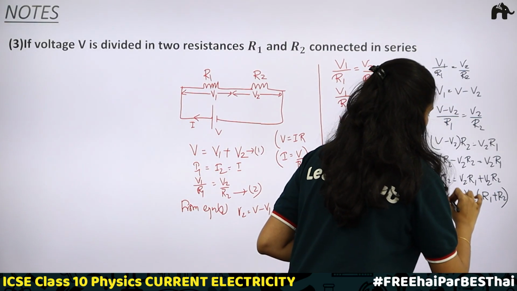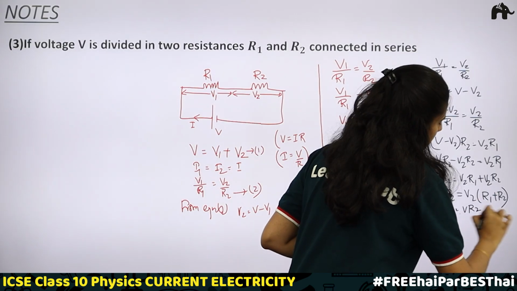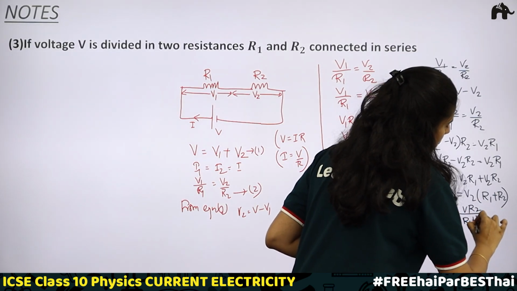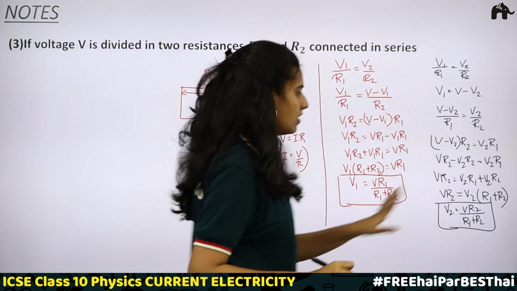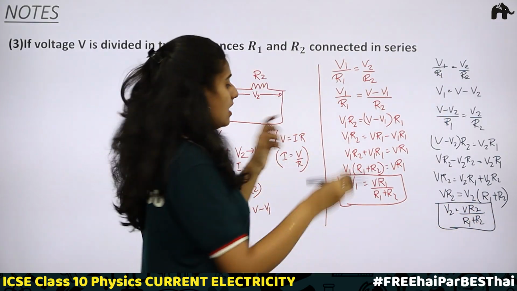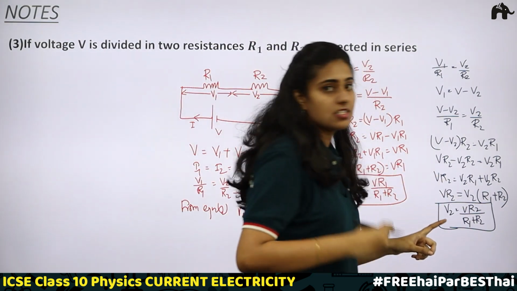Which is equal to VR2. Then V2 will be VR2 divided by R1 plus R2. Okay, V2 is equal to VR2 divided by R1 plus R2. This is how you can find the voltage across resistor 1, V1, and the voltage across resistor 2.